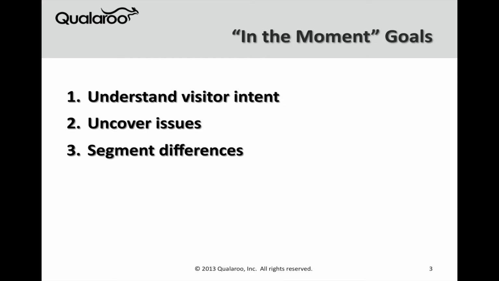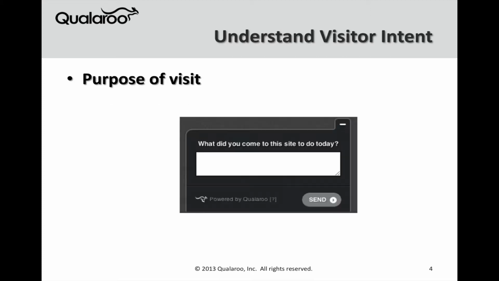So what are the types of goals that you would have for in the moment type questions? And there's really three high level goals that you would have. Typical questions help you understand the visitor intent, whether that's on an entire visit or a specific page. It also helps you understand the issues that somebody is having while they're on a website. And then finally, being able to segment the differences of people. So people have different aims, goals, and issues that they experience on a site, and you really want to be able to segment those differences.